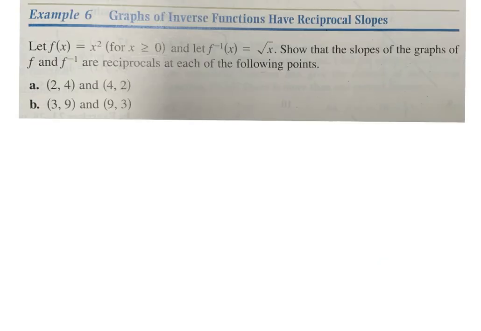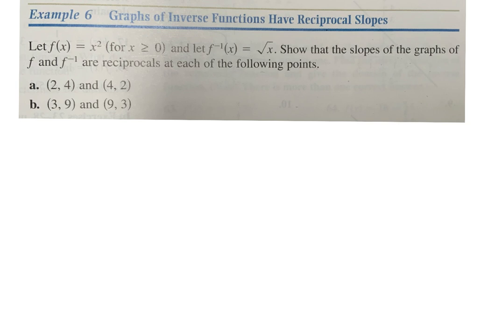But if you look here, it says let f of x equal x squared for x greater than or equal to 0, and let the inverse of x equal the square root of x. Show that the slopes of the graph of f and f inverse are reciprocals at each of the following points. All right? So then how do you find slope? Well, slope is my first derivative at that point, right? Slope is my first derivative at my point.